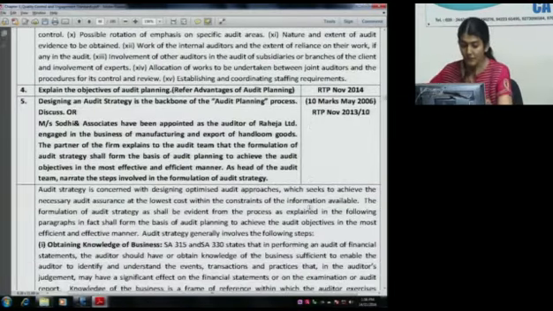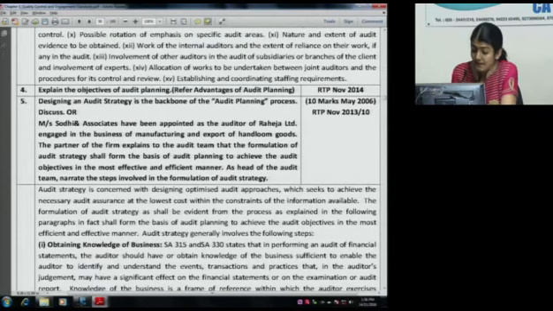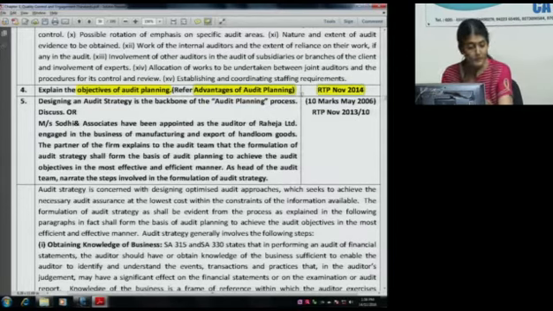Next one, question number 4. Explain the objectives of audit planning. That's the advantages of audit planning. So that's only there in the RTP number 14. Next one, designing an audit strategy is the backbone of the audit planning process. So actually the same question has now come in number 16 with different words.